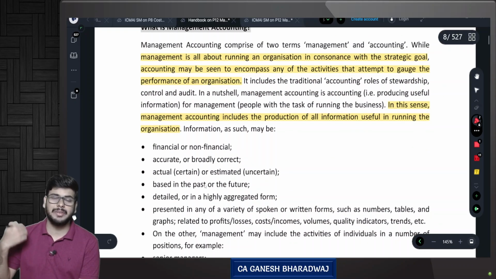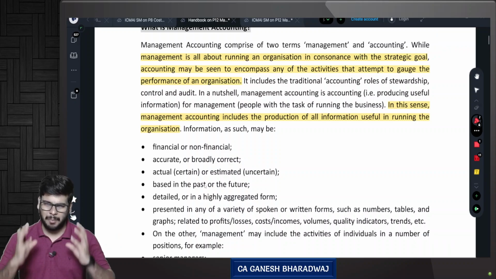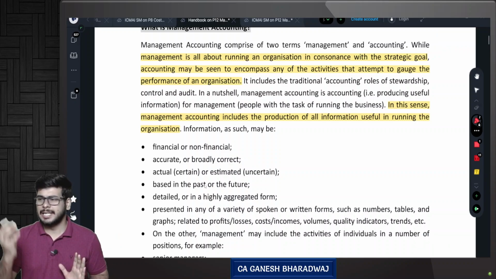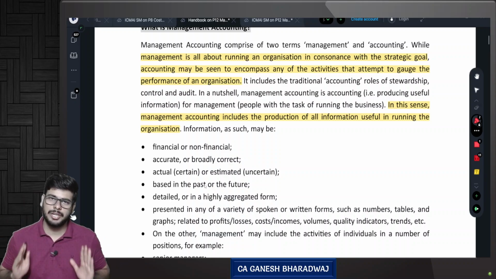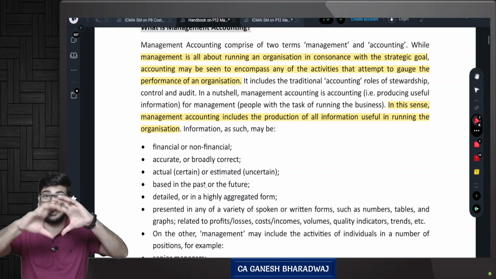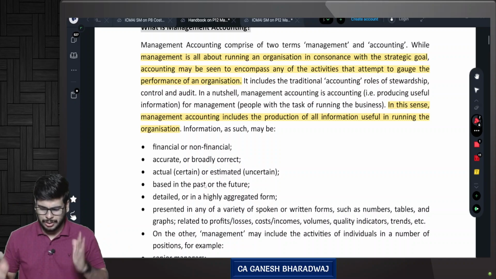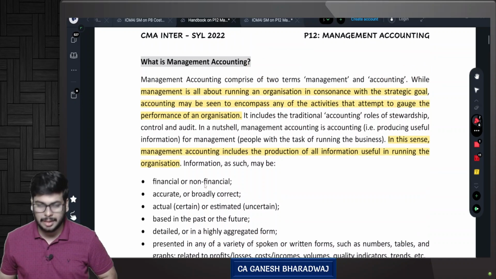Many people have given their own definitions, but you should know basically it is presenting the accounting information in such a way that helps the management take meaningful decisions and enhance the control in our organization. That's what it is. I've explained it practically. Of course, theoretically, in the material, they have given some definitions.